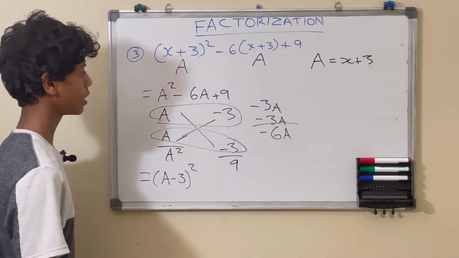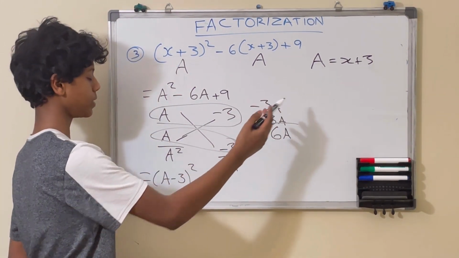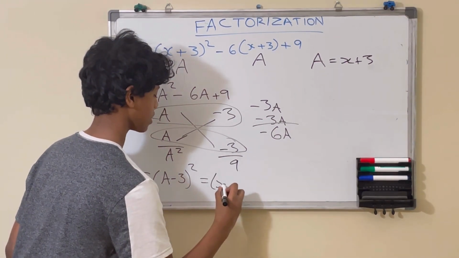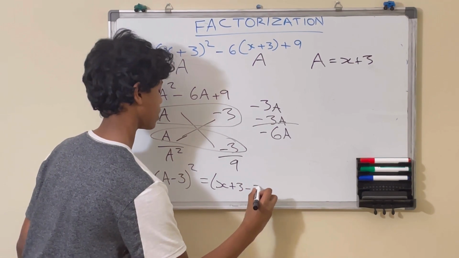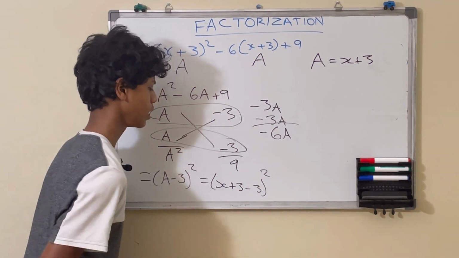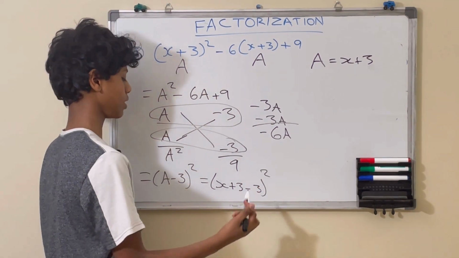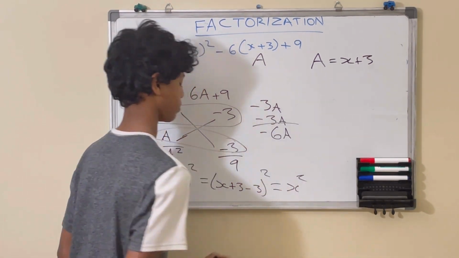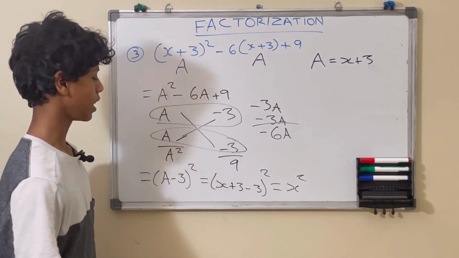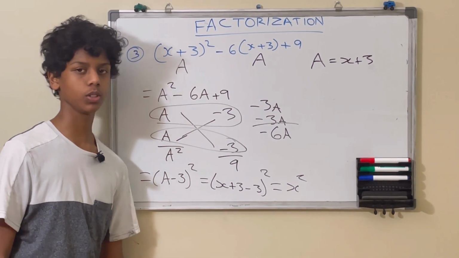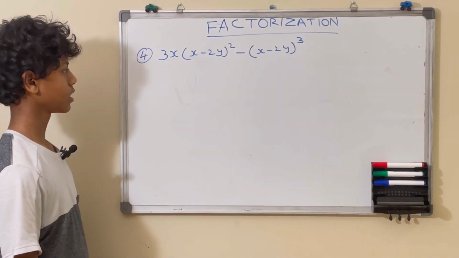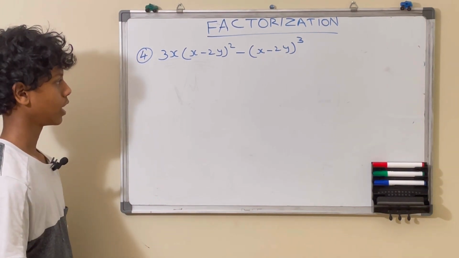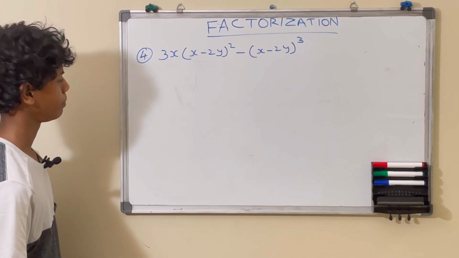So now we can apply our a value, which is x plus 3. So this just equals (x + 3 − 3) squared. And now 3 minus 3 is just 0, so it just equals x squared. And that's the answer to question 3. Let's move on to the next one. Question 4: 3x times (x − 2y) squared minus (x − 2y) cubed.